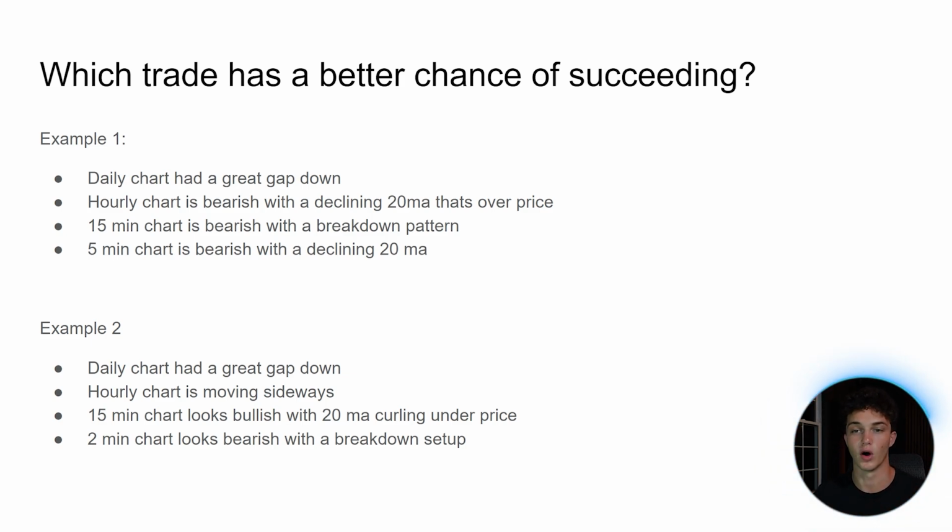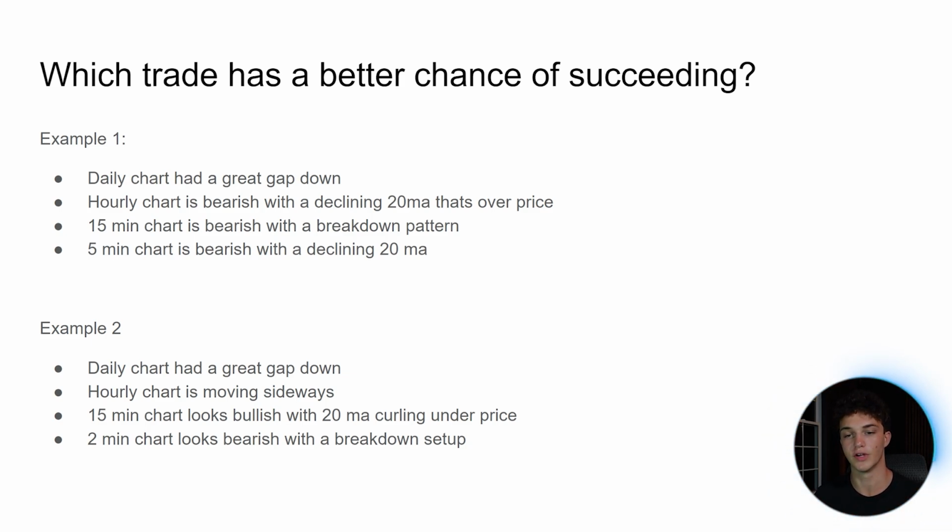So let's look at example one. The daily chart had a great gap down, so that's good. The hourly chart is bearish. It's moving lower, and it has a declining 20 period moving average that's overpriced. If you guys don't know what the 20 period moving average is yet, that's okay. We'll get into that in a different video, but you can still do this example. Let's say the 15-minute chart is bearish with a breakdown pattern, and the 5-minute chart is bearish with a declining 20 period moving average. So that is example one.